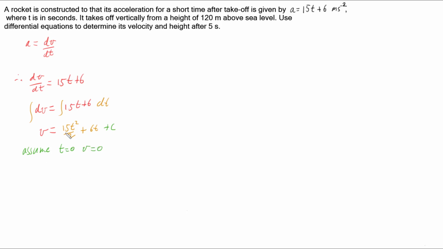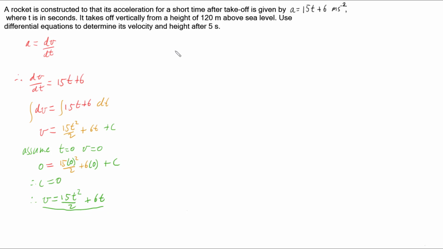So that means that if I put 0 in for t and v into this equation, I've got 0 equals 15 times 0 squared on 2 plus 6 times 0 plus c. And so all of this cancels out, and that means that our constant c is 0. And so that means that our rule for our velocity is just going to be 15t squared on 2 plus 6t. So now we have our equation for velocity. Let's see if we can get one for height.